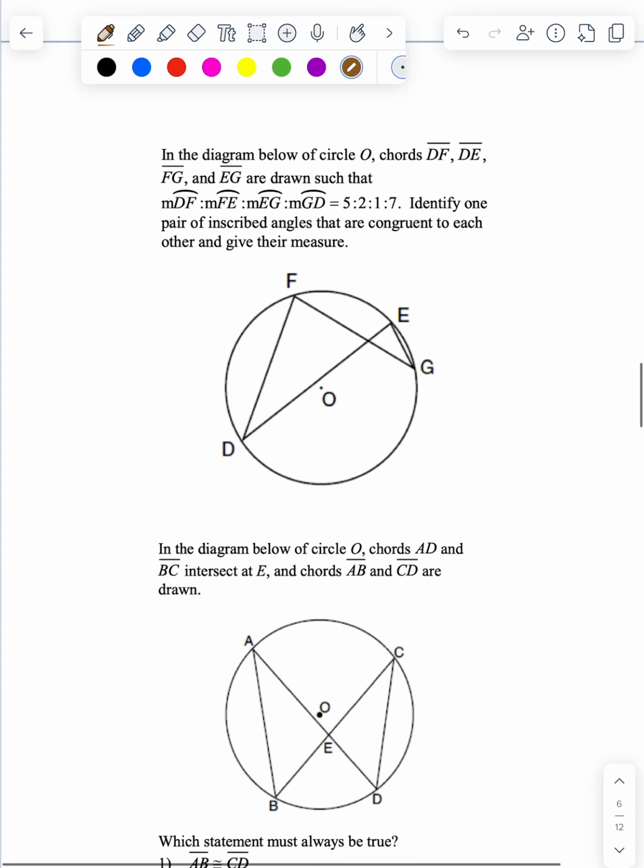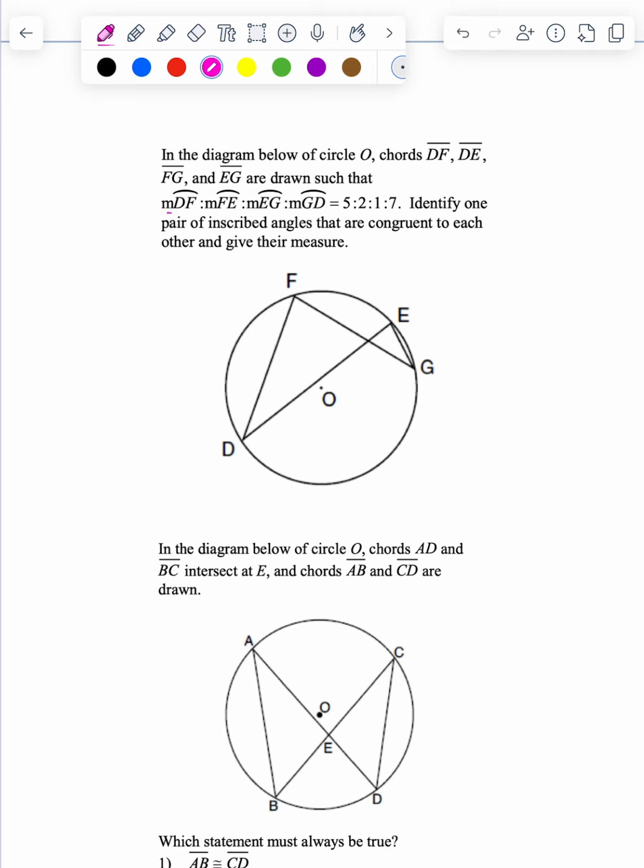Let's take a look at this example over here, and feel free to pause the video so you can try it yourself and then unpause it to see the answer. In the diagram below of circle O, we have chords DF, DE, FG, and EG drawn such that the ratio of the measures of arc DF to the measure of arc FE to the measure of arc EG to the measure of arc GD is 5 to 2 to 1 to 7. So that's the ratio that each piece of the arc is in, and it's in order.